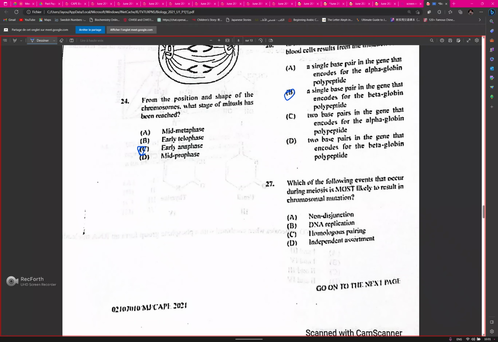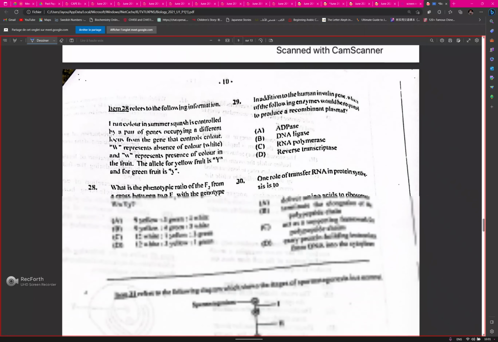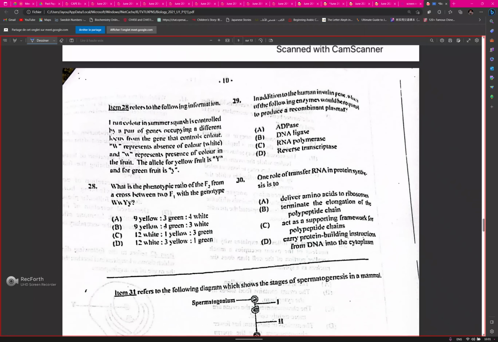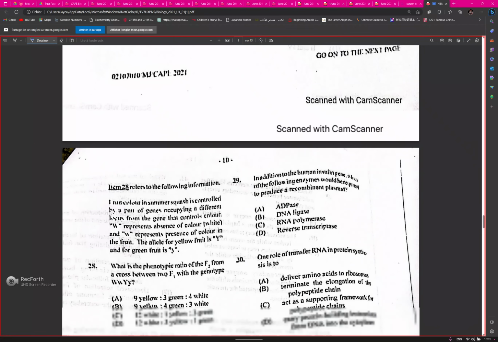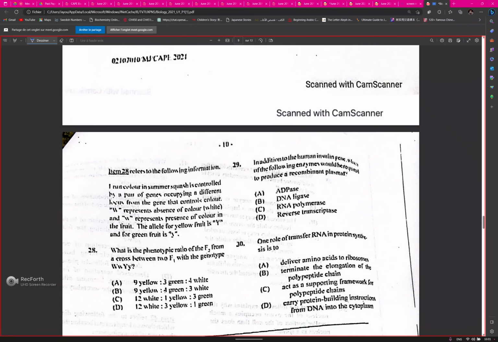27. Which of the following events that occur during meiosis is most likely to result in chromosomal mutation? Non-disjunction. All right. Here, oh my, this is hard to read. But it's the same question, right? But they're using fruits. It's the same question as the fur one. Sir, what was 27? Oh, I'm sorry for interrupting you. A. Non-disjunction. Okay, thank you. What would be the answer for 28?